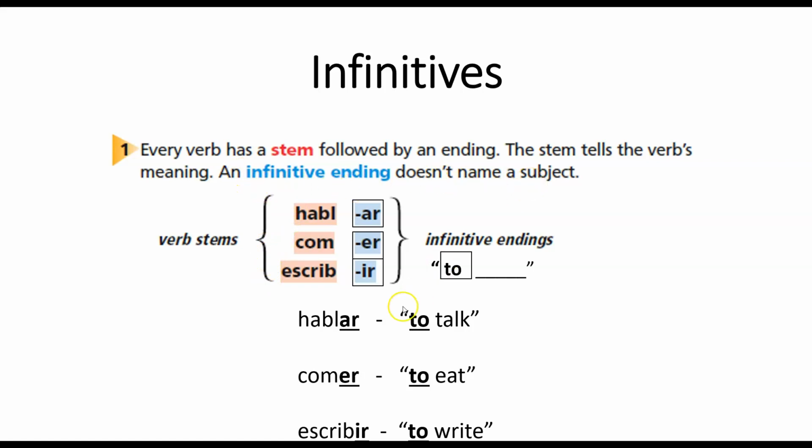An infinitive ending doesn't name a subject. So we know that habl has anything to do with speaking, com with eating, and escrib with writing. But hablar means to talk, comer means to eat, and escribir means to write. Because these endings, AR, ER, IR endings, all mean the word to. To eat, to talk, to sing, right? Infinitive endings. So hablar, the AR here means to talk. Comer, the ER means to eat, and escribir, the IR here means to write.